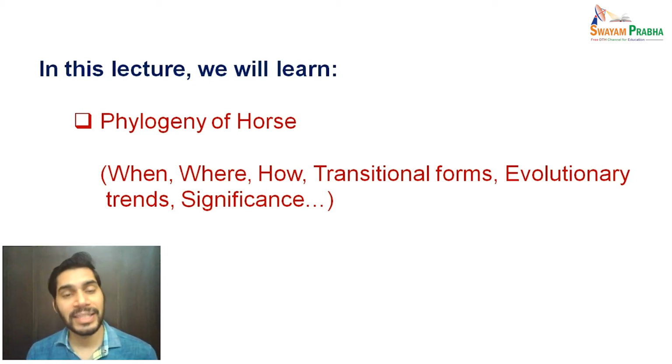And then lastly, we'll talk about the significance of horse evolution, which means why we are studying the horse evolution. And it is not just that they provide us with a good evidence of evolution, but various phenomena, various components of evolution are also exhibited by the horse phylogeny. So we will discuss how, in terms of evolution, how the horse evolution helps us in understanding the evolutionary theories.